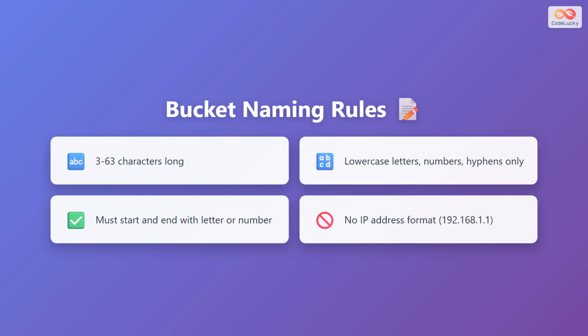When creating an S3 bucket, you must follow specific naming rules. First, bucket names must be between 3 and 63 characters long. Second, you can only use lowercase letters, numbers, and hyphens in your bucket name. Third, the name must start and end with either a letter or a number, not a hyphen. Finally, you cannot format your bucket name like an IP address, such as 192.168.1.1. These rules ensure consistency and prevent conflicts across the AWS ecosystem.